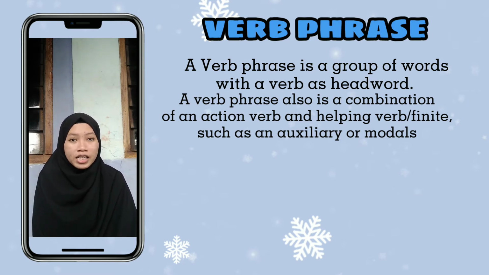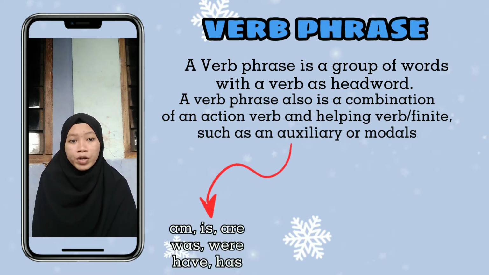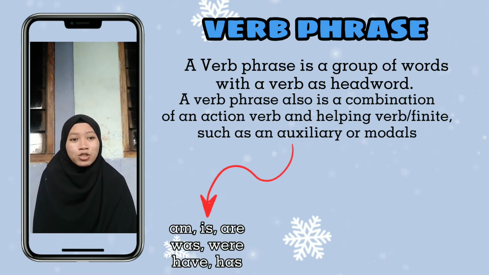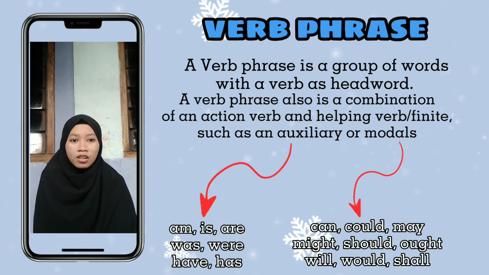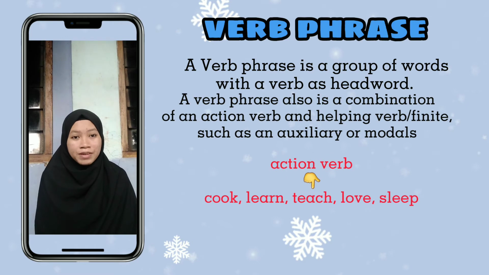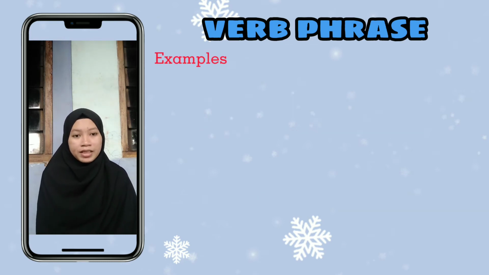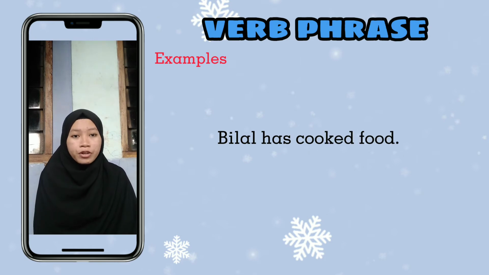Verb phrase ini juga bisa dikatakan kombinasi antara action verb dengan helping verb atau sering dikenal dengan finite yang berupa auxiliary seperti am, is, are, was, were, have, has, dan juga modals can, could, may, might, should, ought, will, would, and shall. Action verb itu seperti cook, learn, teach, love, sleep, and many others. For example, Bilal has cooked food.